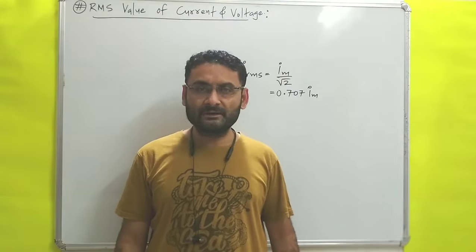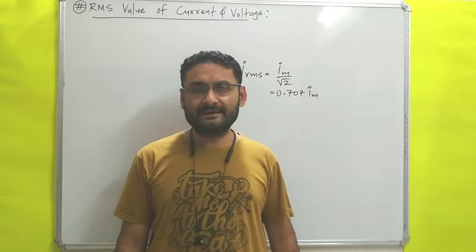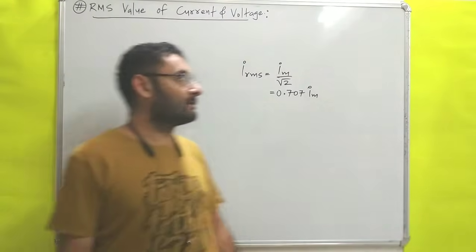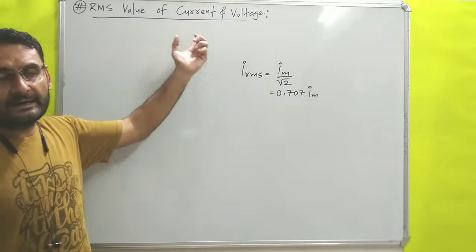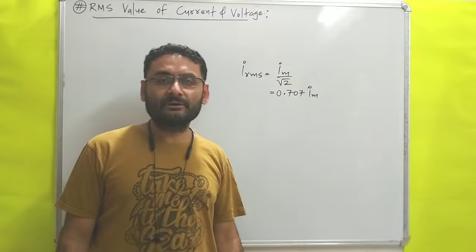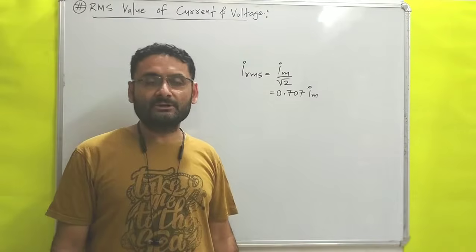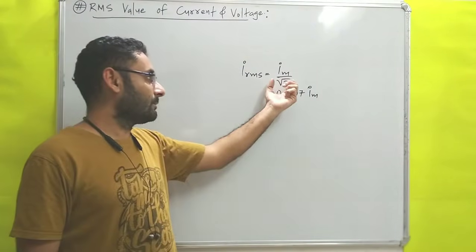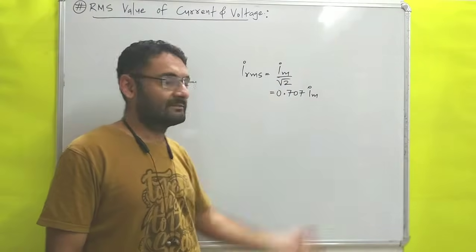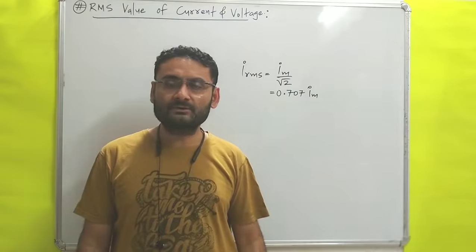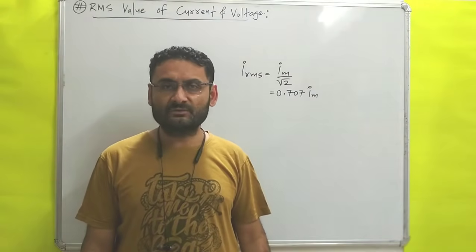Hello students, today we will study unit number 2 AC circuits, in which we are going to understand the meaning of RMS value of current and RMS value of voltage. Also in this video we are going to derive the equation to find out the RMS value of current, which is Im upon root 2 or 0.707 Im. So I hope you are ready with your pen and paper. So without wasting much time, let us start this video.